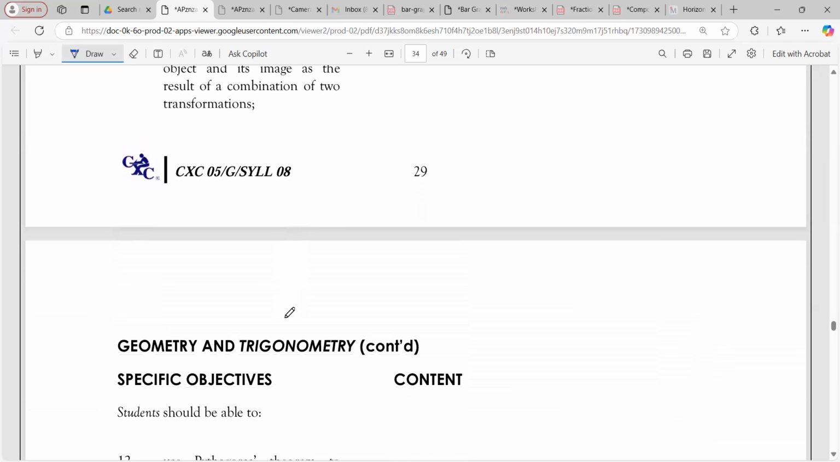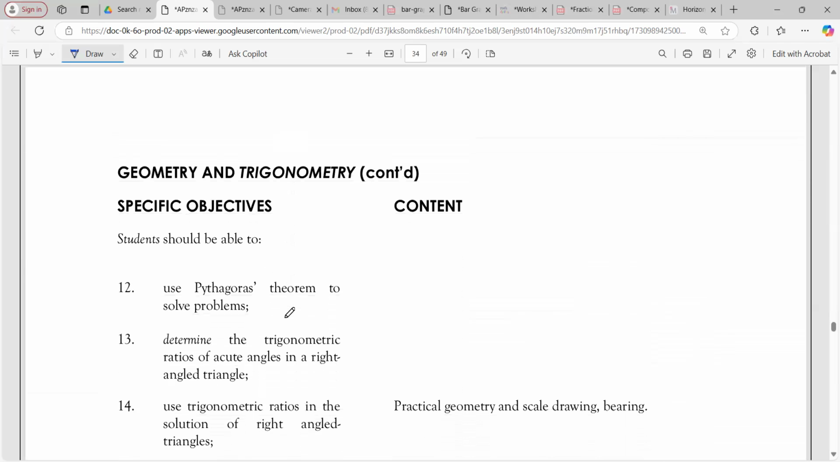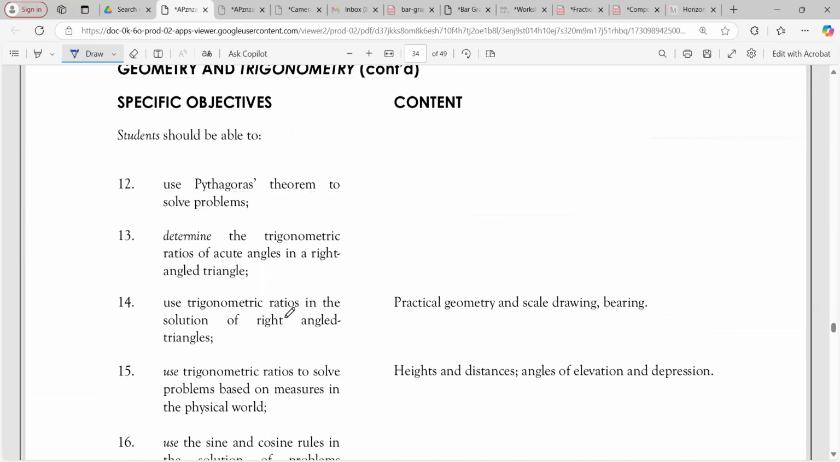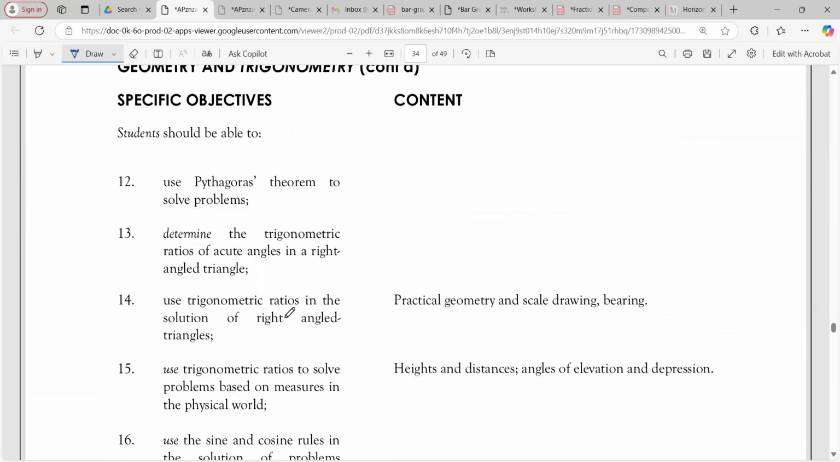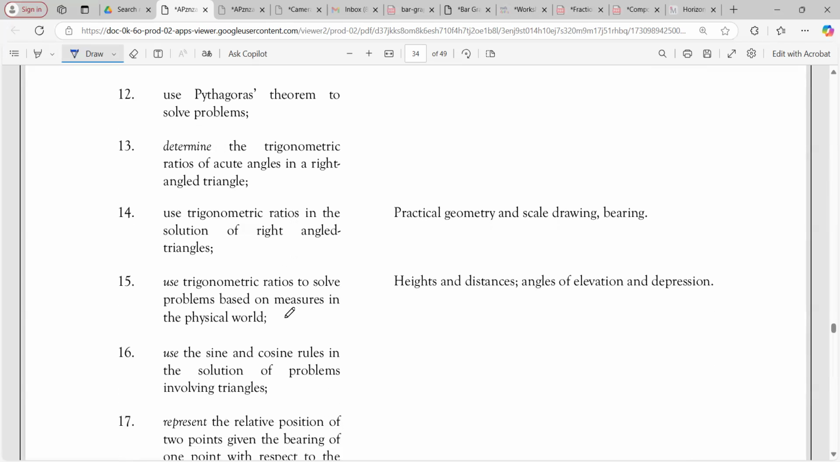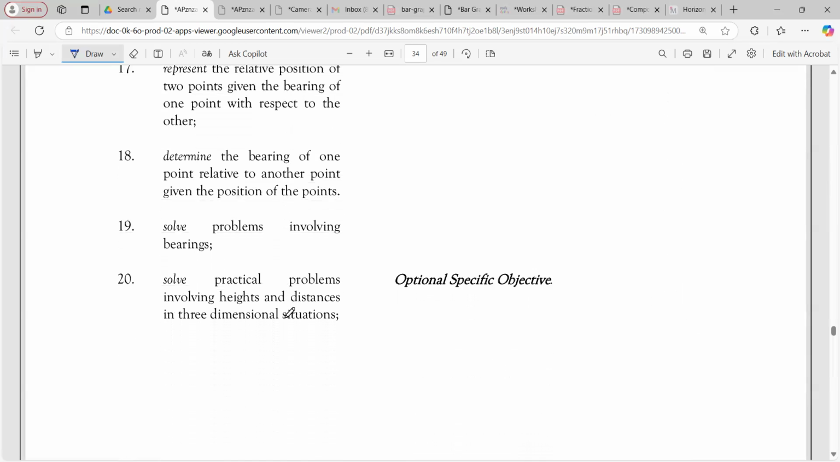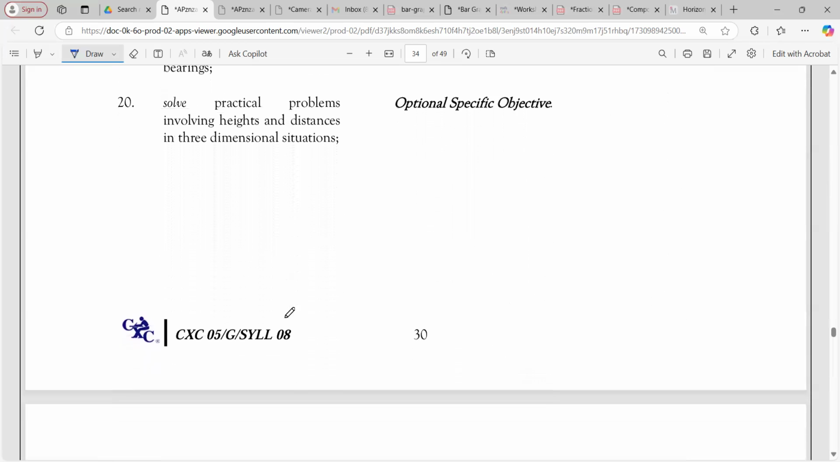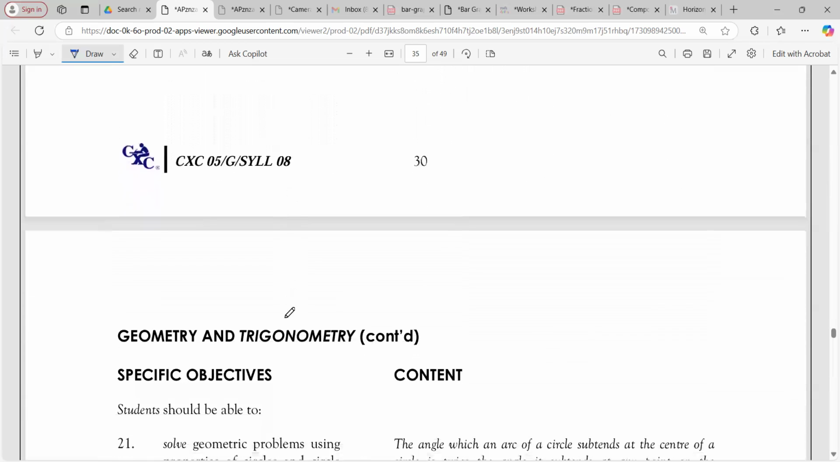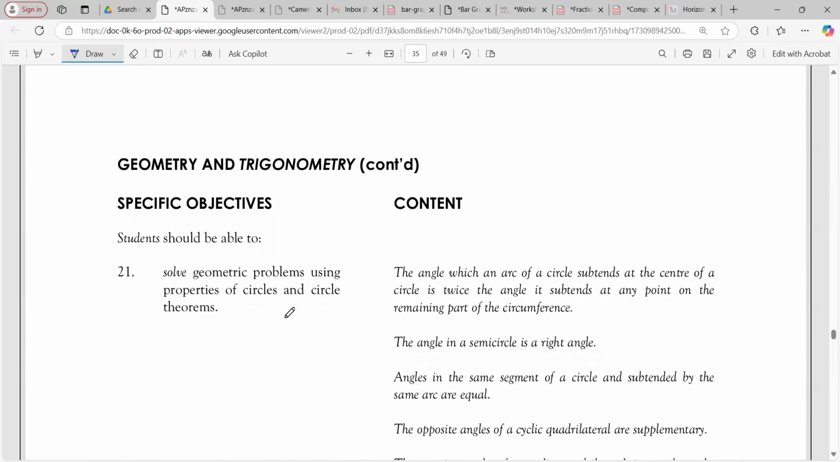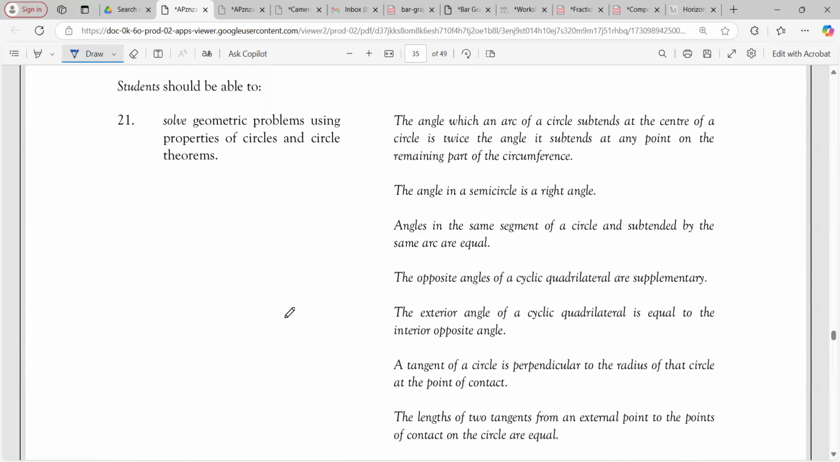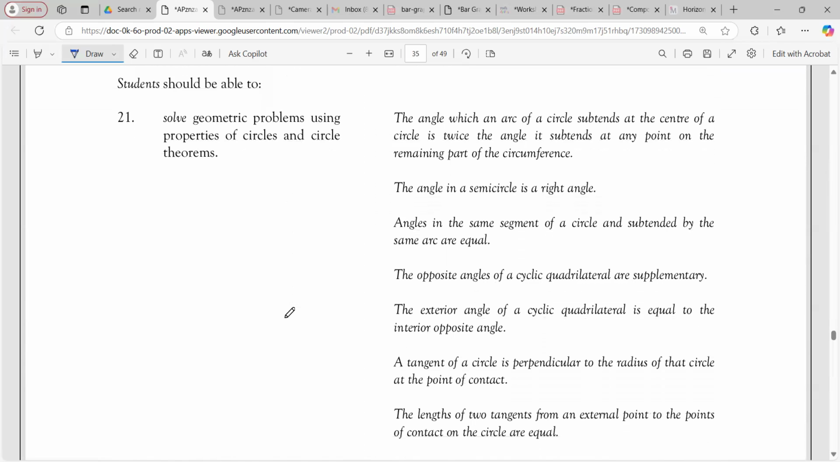Next up, after geometry and trigonometry, we continue, right? We know Pythagoras' theorem, trig ratios, sin, cos, and tan, as you guys like to say. Bearings. Here again, solve geometric problems using properties of a circle.